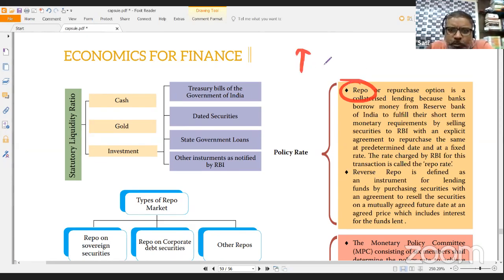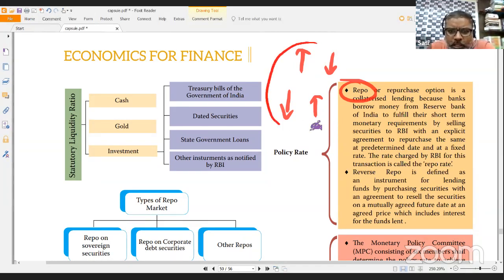Let us say once again, repo rate increased. What happens? The banks will borrow less. That means money supply and liquidity will become less. If repo rate decreased, then banks will borrow more because the interest rate is less. Banks have lesser opportunity cost, so they will borrow more, and naturally they will lend more also, because of which the liquidity will go up.